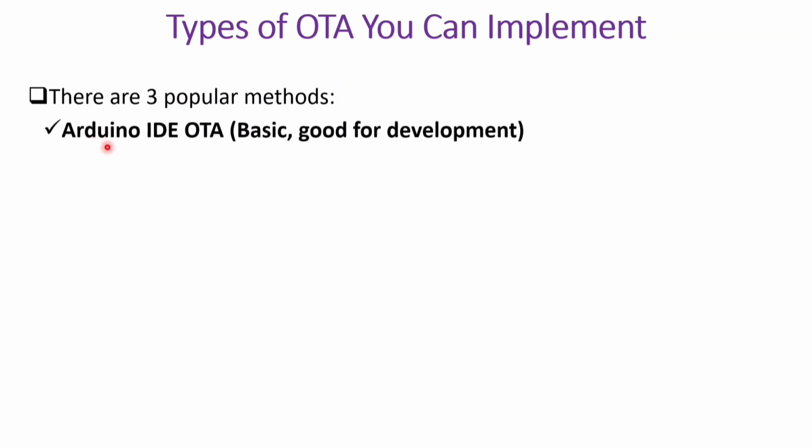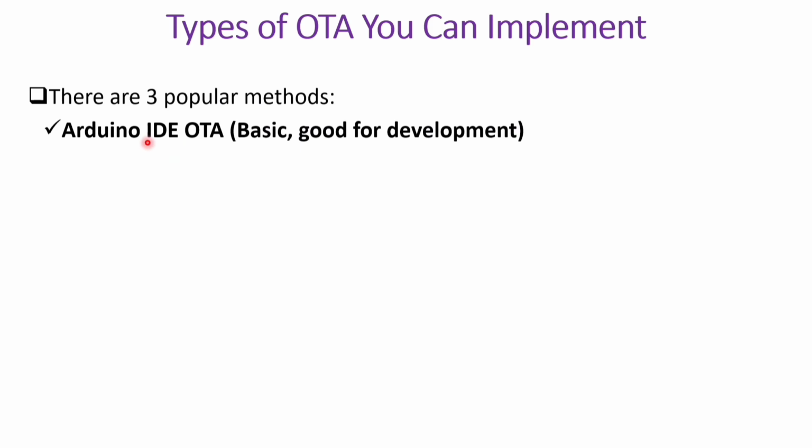Now there are basically three types of OTA using which you can update the firmware. First is Arduino IDE OTA. This is very basic and good for development purposes. In this approach, you write one OTA-triggerable code inside ESP32 and burn that code inside ESP32 with the help of a USB cable. So the first time you have to use a USB cable to burn that code in ESP32 with the help of Arduino IDE, and later on all future firmware updates will be performed over the air.